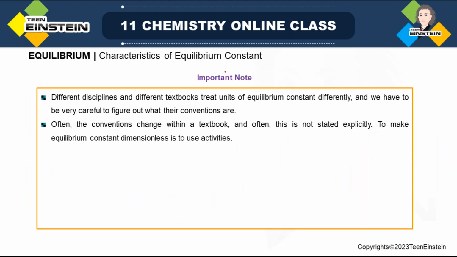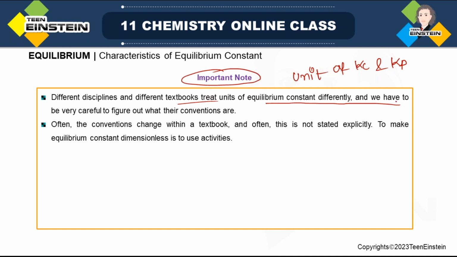Now there is an important note, and that is regarding the unit of Kc and Kp. Different disciplines and different textbooks treat units of equilibrium constant differently. So you have to be very careful when you are figuring out what convention is followed. It may vary. Often the convention changes within a textbook. That is, in the same textbook, sometimes you may find that the unit is mentioned, sometimes the unit is not mentioned. So it is often not stated explicitly also. Our purpose here is to see what is actually happening.